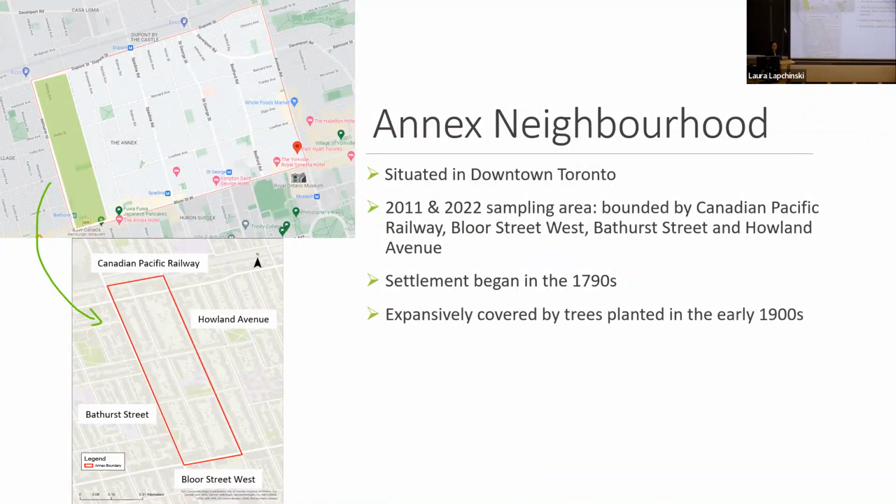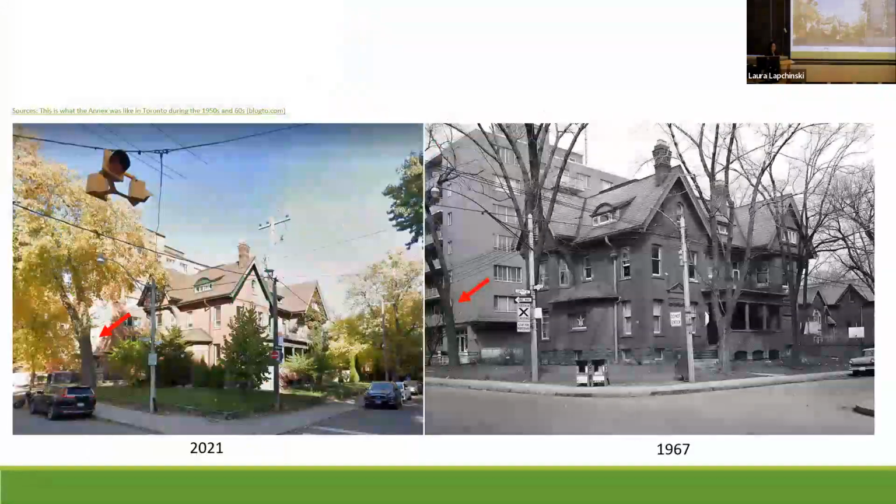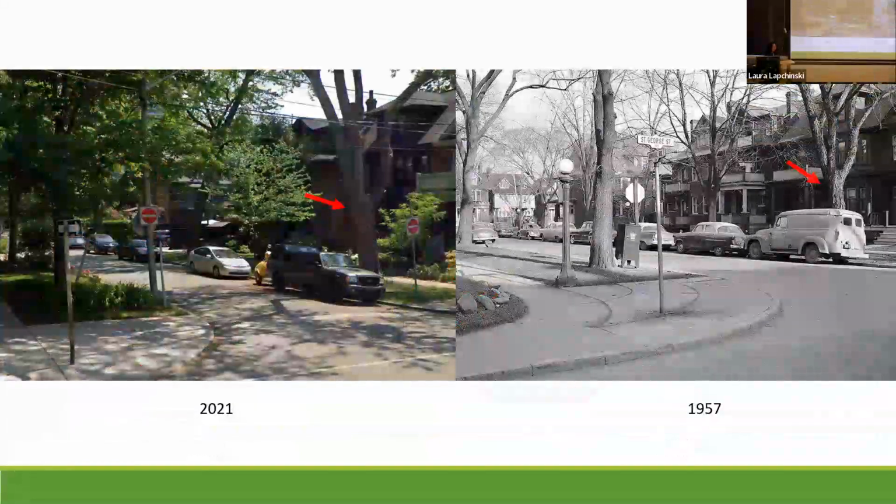Settlement began back in the 1790s, and until today, the area is still covered by an expansive tree canopy, largely composed of trees planted in the early 1900s. For example, we can find out that there are still some trees standing as of today from 1967 to 2021. And this is even older, from 1957 to 2021.